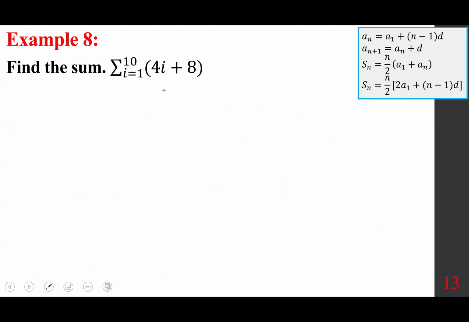You're going to move on, everybody. Find the summation from 1 to 10 of 4I plus 8. Well, what it means, everybody, is that we have to plug in I equals 1, find the answer, plus 2, plus 3, and so forth. That's the concept, okay? And you can do that.